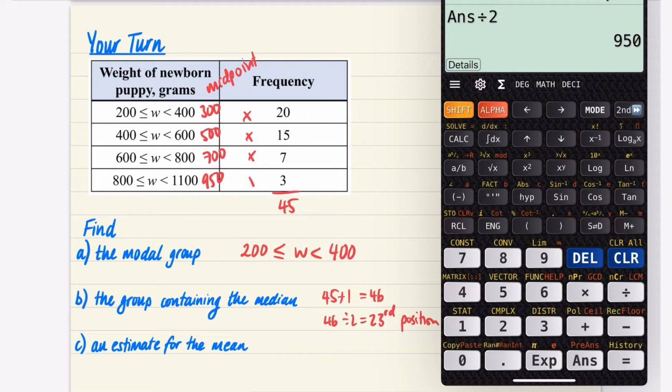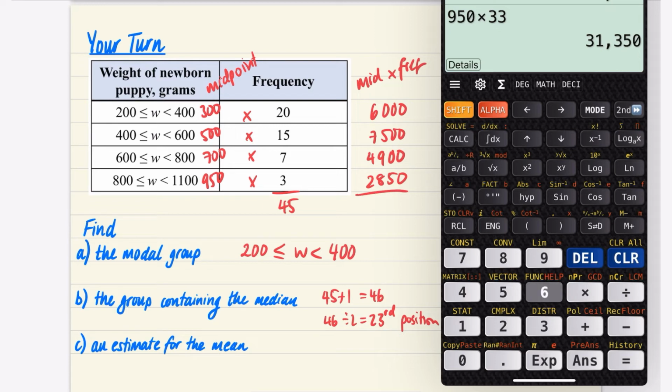Okay, I'm going to multiply these together, see what I get. So this is my midpoint times by my frequency. 300 times 20, that's going to be 6,000. 500 times by 15 is 7,500. 700 times 7, 4,900. And then 950 times by 3 is 2,850. So we'll add these all up.